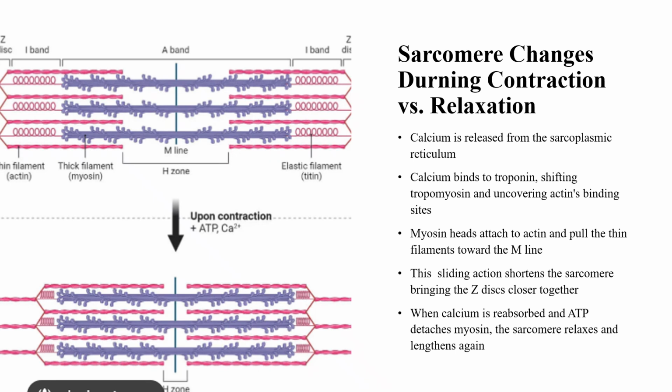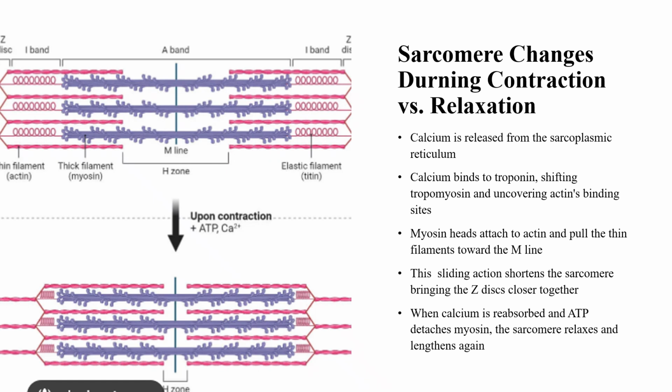When a muscle relaxes, calcium is pumped back into the SR, myosin lets go of the actin, and the filaments slide back apart. So, contraction shortens the sarcomere and relaxation restores it. The filaments themselves never change lengths, they just overlap.